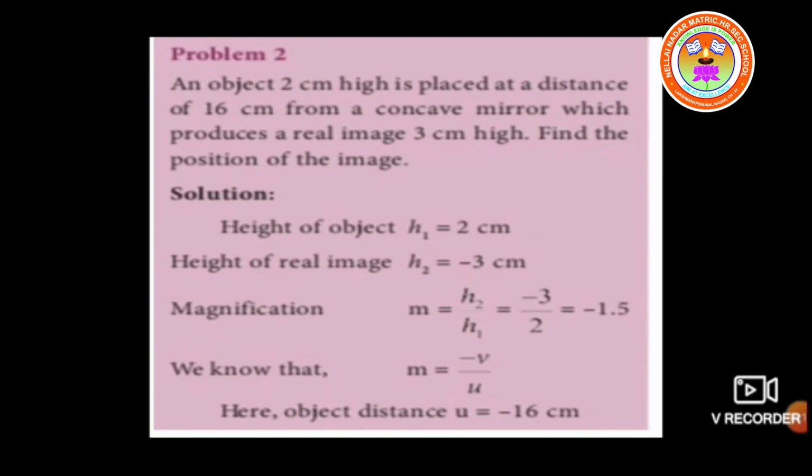To calculate the position, we are taking the magnification. Magnification m is equal to h2 divided by h1. So minus 3 divided by 2 is equal to minus 1.5. So that is the magnification. From the magnification, we need to calculate the value of the position.